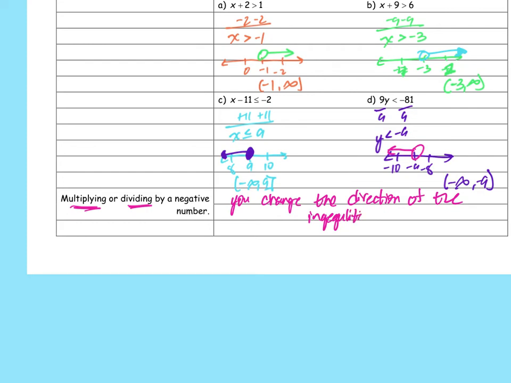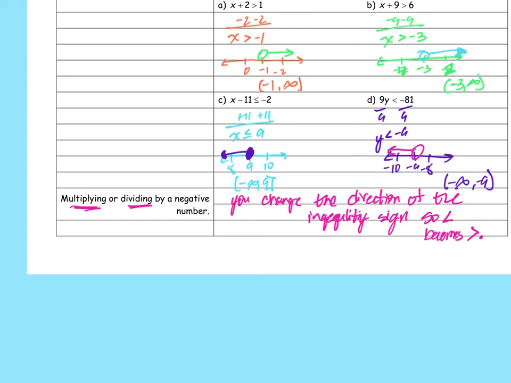and I totally spelled inequality wrong. Inequality sign. So less than becomes greater than. Okay? So I change the direction of it. If I multiply or divide by a negative number, the sign flips. Awesome. But not if my answer's negative.